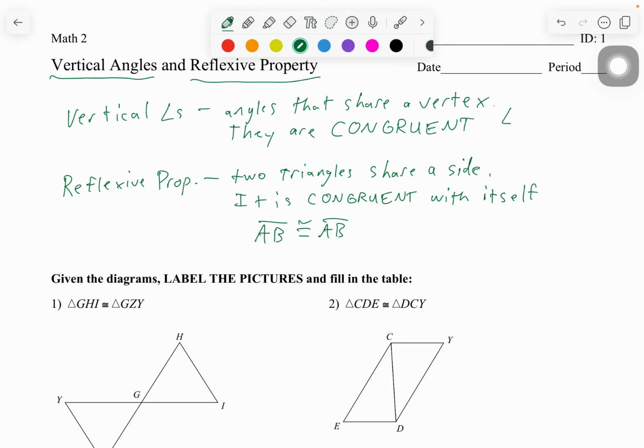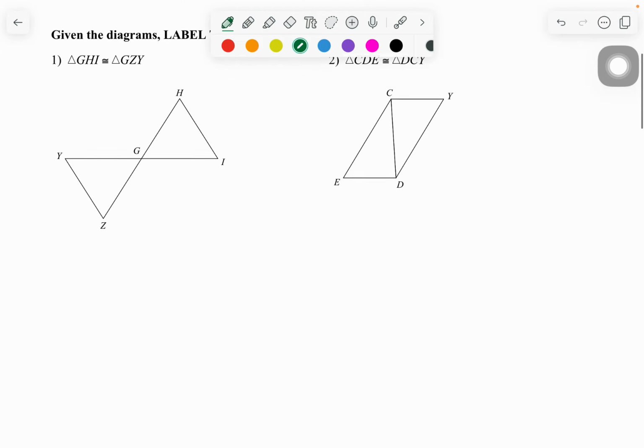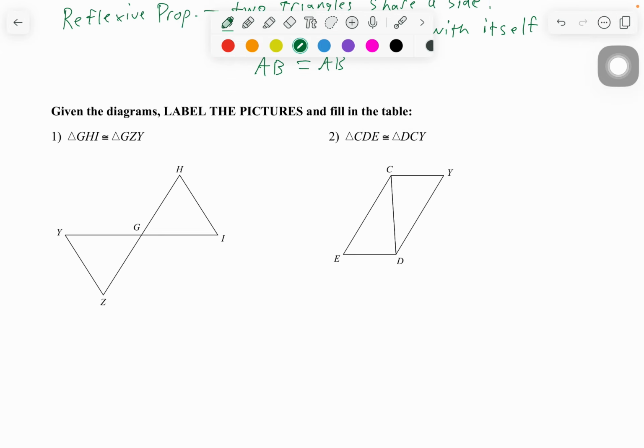Vertical angles, you would say like ABC, I'm just making these up, is congruent with DBE. See, they share a vertex. DBE, that's the same letters in the middle spot on both angles. Okay? So for these, there's no table, I know, but you're going to identify the vertical angles, and you're going to label the pictures and make the congruent statement.